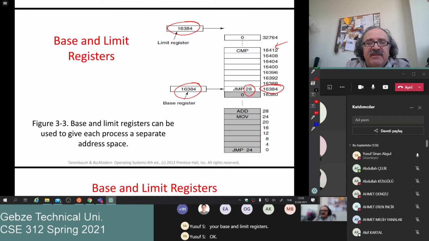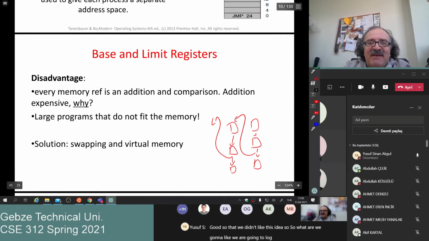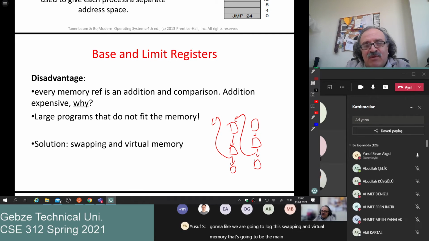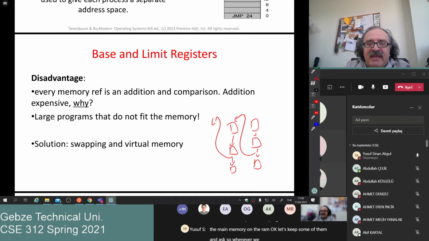Good. So we didn't like this either, so what are we going to like? We are going to like swapping and virtual memory. That's going to be the main topic of this whole chapter: virtual memory and swapping. Swapping means that we don't have to keep all of our programs' data on the main memory, on the RAM. Let's keep some of them on disk. Whenever we need, we swap that data between the disk and the main memory. That's the idea of swapping.